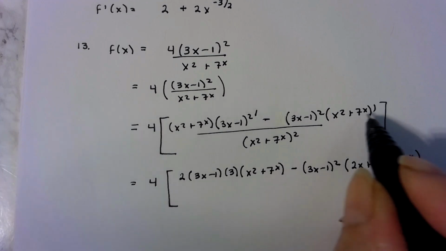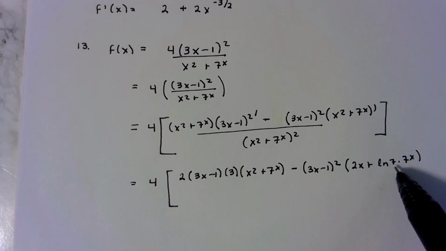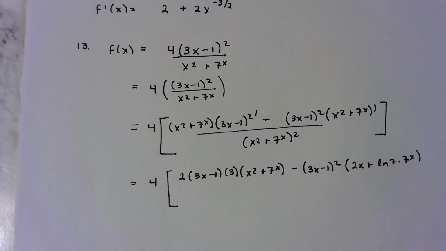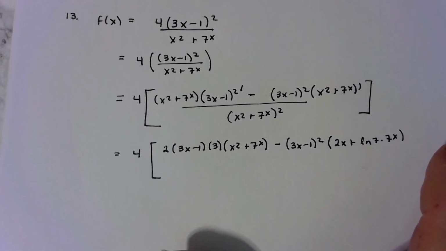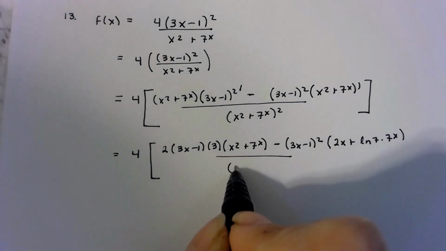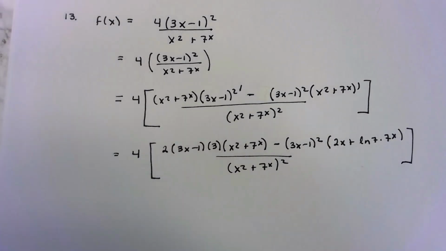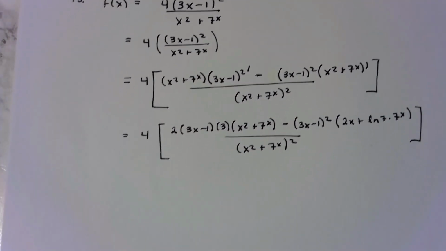Don't forget that 7 to the x, or any number raised to the x power, is going to have the derivative ln that base times base to the x. I'm writing really crooked. Over low squared. And guess what? If this is a test question, I'll leave it like that. You don't need to simplify it.